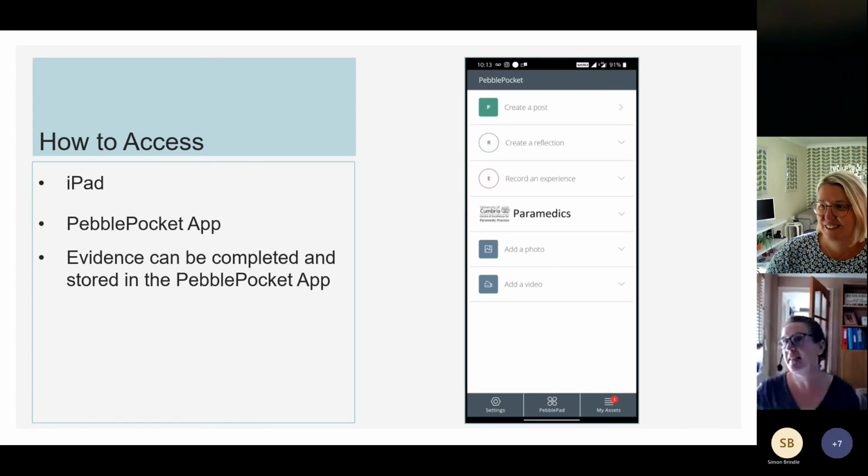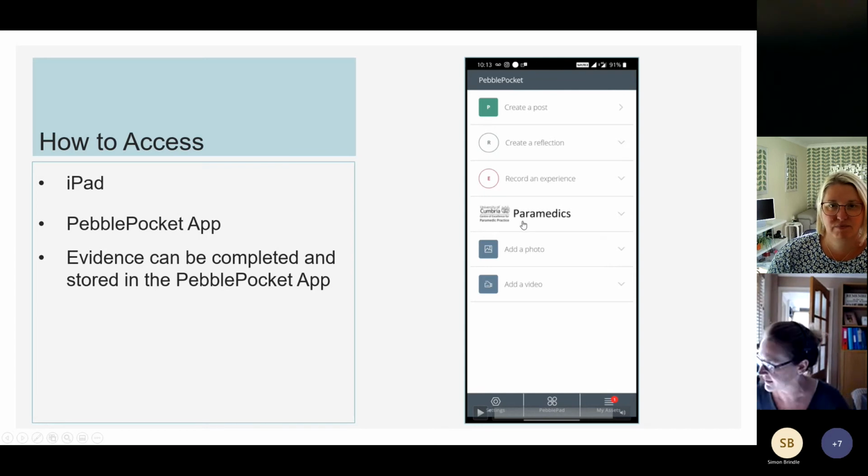So basically when they get the Pebble Pocket up, this is how it looks. You'll see there's various different things here of how they can create evidence. They can create posts, a reflection, record an experience, and they can also go into this tab here, which is the Cumbria Paramedics app. Let me just see if I can get this to work again because it will make it much better.